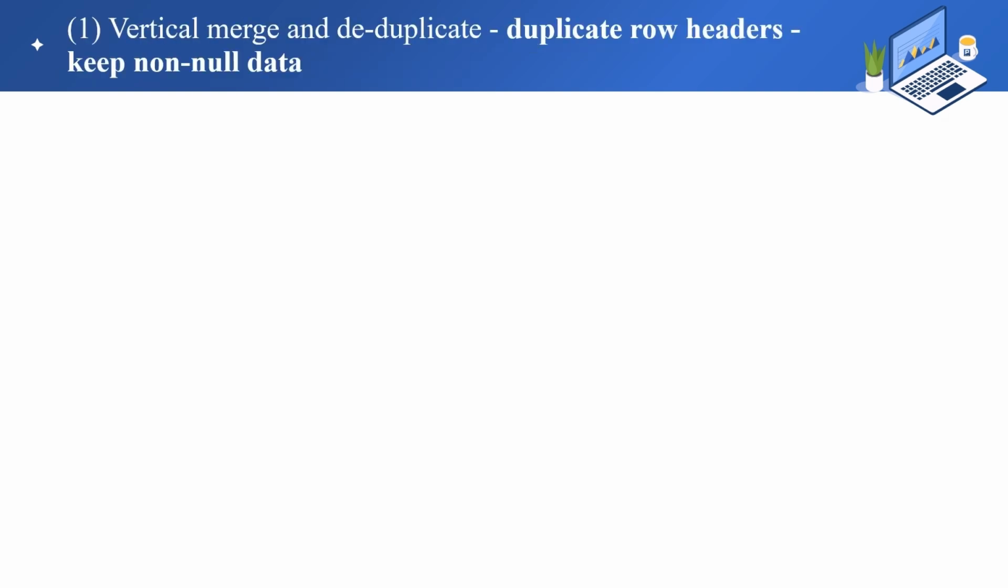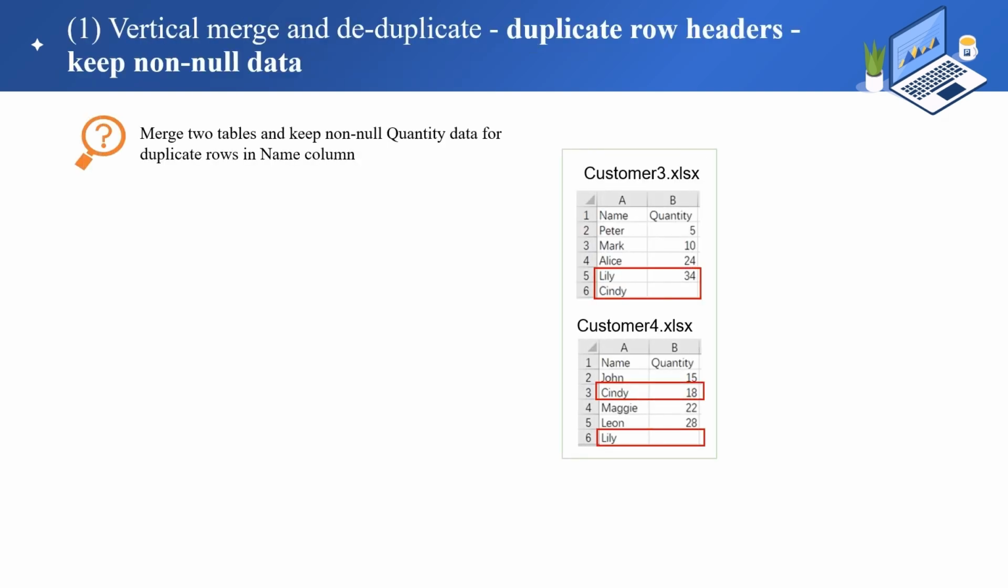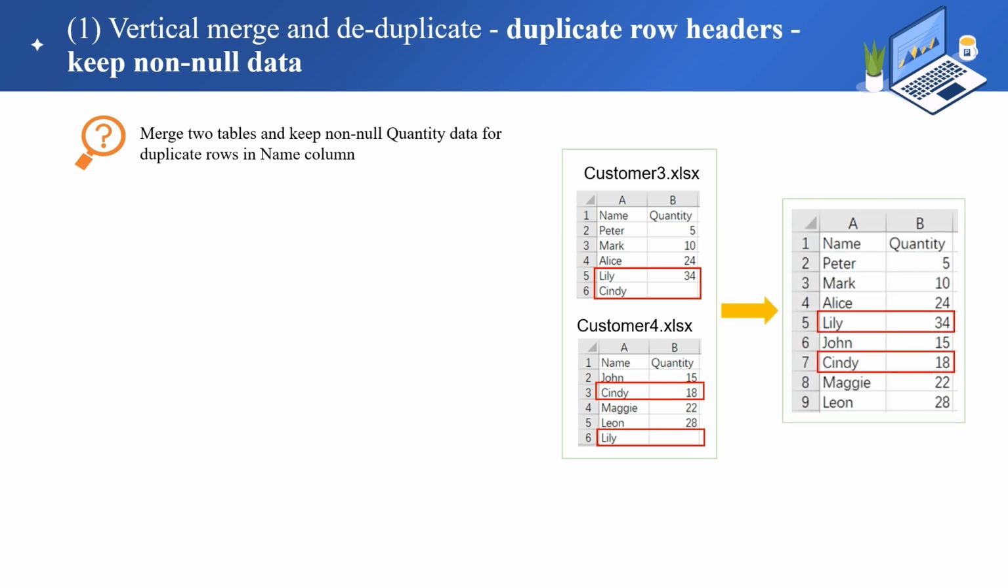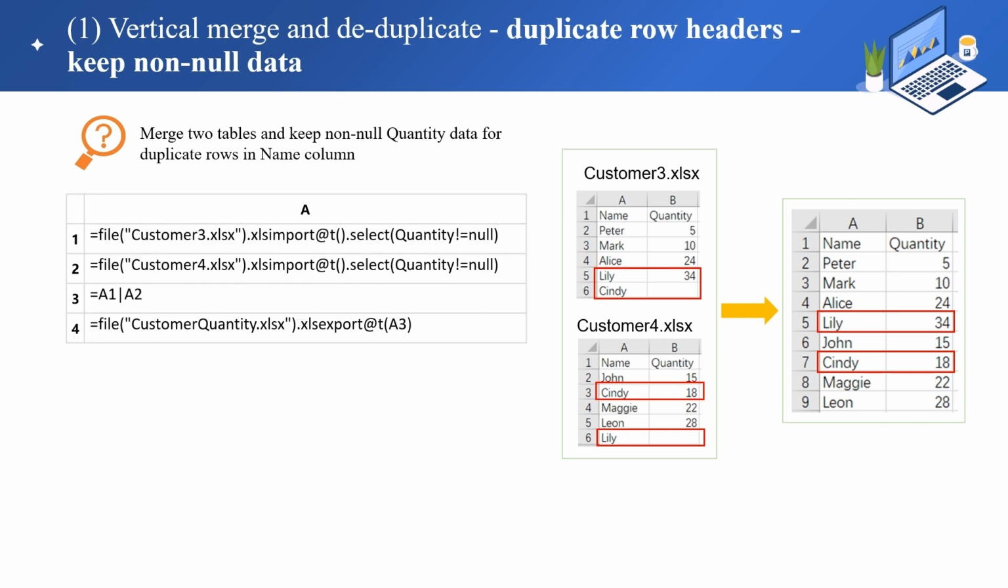Duplicate row headers, keep non-null data. In Customer 3 and Customer 4, only one of the duplicate data in the name column has a quantity value, and the other has a null value. For example, there are duplicate Cindy and Lily in the name column, one duplicate data has a value and the other has a null value. It is required to remove the row whose quantity value is null when merging. In this example, duplicate name data correspond to only one quantity value, so we can first filter out the rows whose quantity value is not null from the two tables, and then directly use the concatenation operator vertical bar to perform merge.